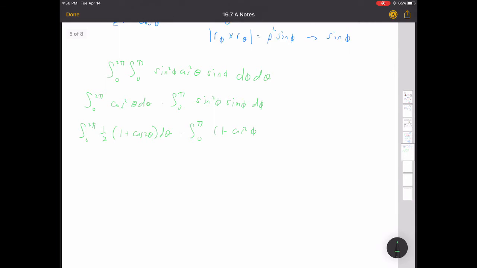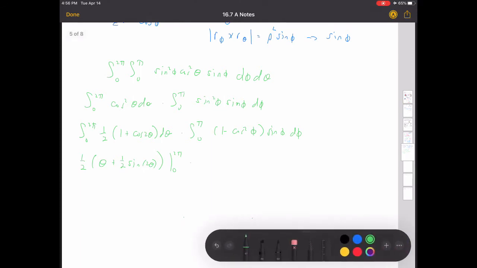There we go. Sine phi d phi. So the first one will actually be pretty easy to do. I can pull the 1/2 out to the front, and then I can take the antiderivative of 1 plus cosine 2 theta. So the antiderivative of 1 is just theta. Antiderivative of cosine of 2 theta, remember, is 1/2 sine of 2 theta. And we'll evaluate that from 0 to 2 pi.